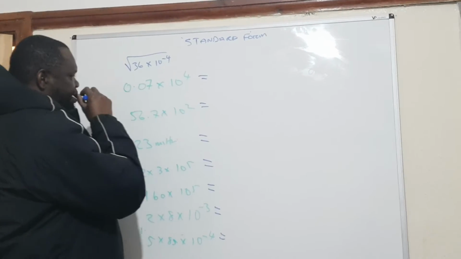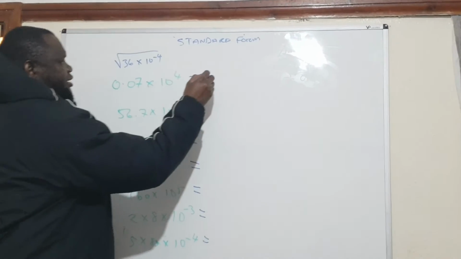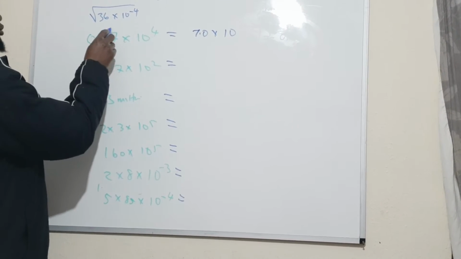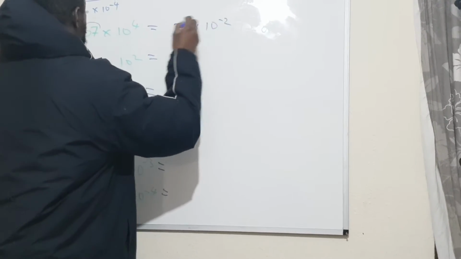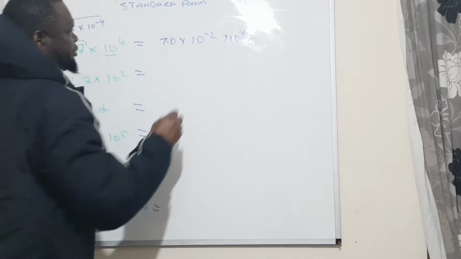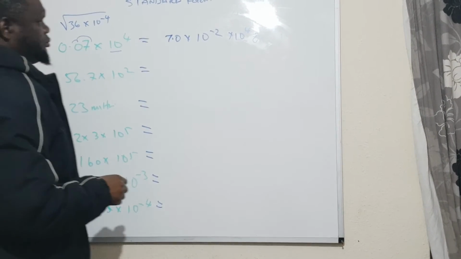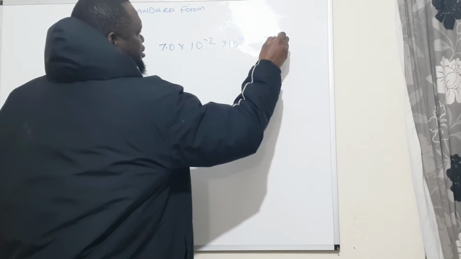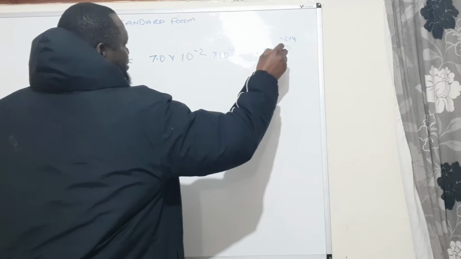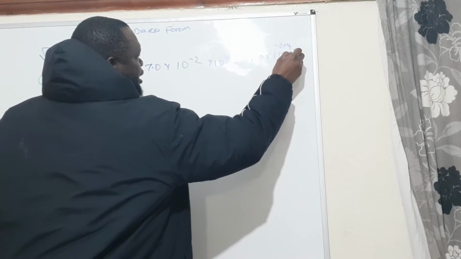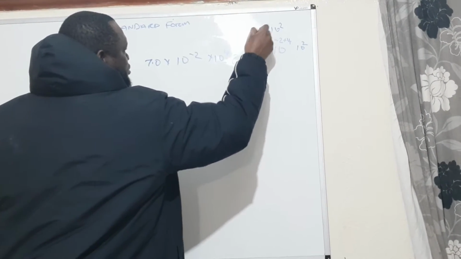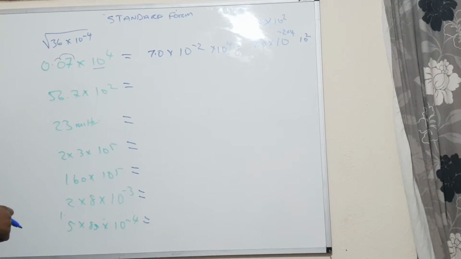0.07 in standard form is going to be 7.0 times 10 to the power what? The decimal place will move how much? 1, 2. Okay, 10 to the power minus 2. And what about this? Times 10 to the power 4. That is equal to 7.0 times 10 to the power minus 2 plus 4, because we are multiplying, so we add the indices. So that's equal to 10 to the power 2. So it's 7.0 times 10 to the power 2.